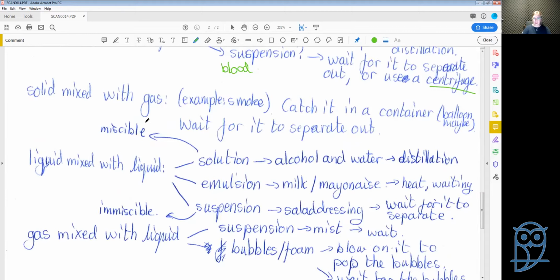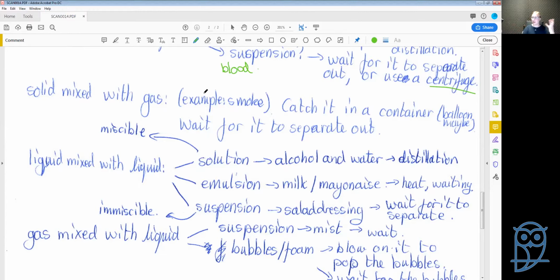Solids mixed with gases. So an example here would be smoke. Smoke from a fire is literally tiny little ash particles suspended inside the gas that the fire gives off. So this would be the tiny smoke particles suspended inside this carbon dioxide gas.